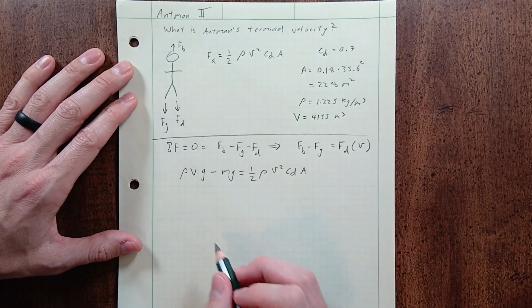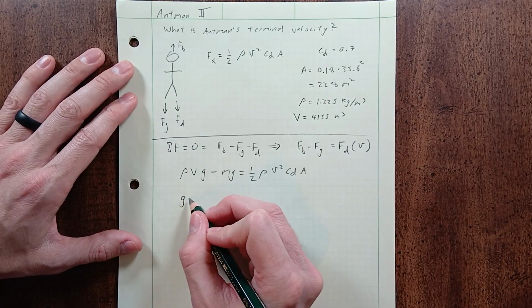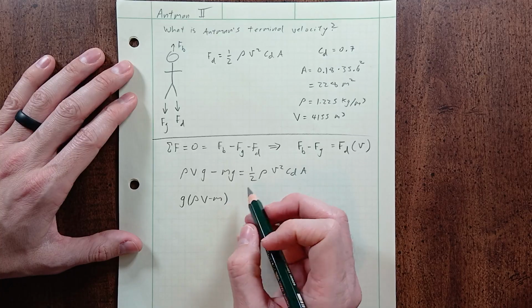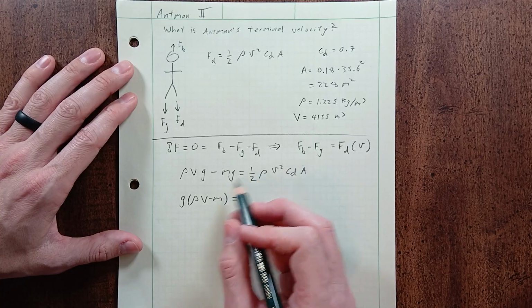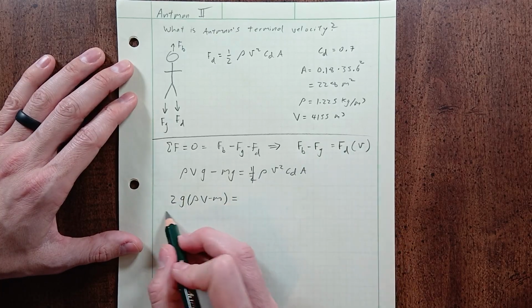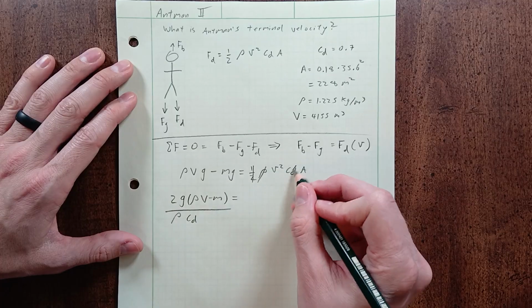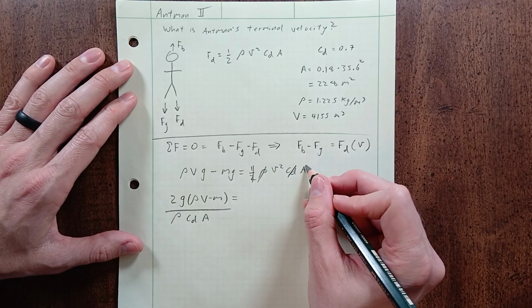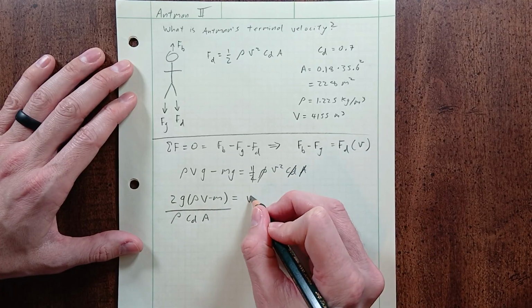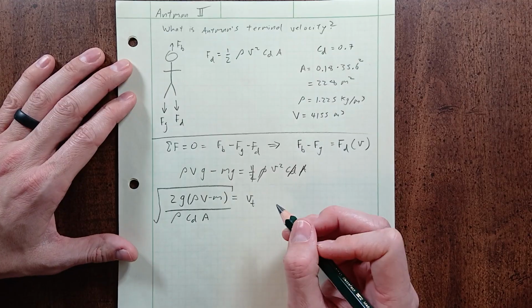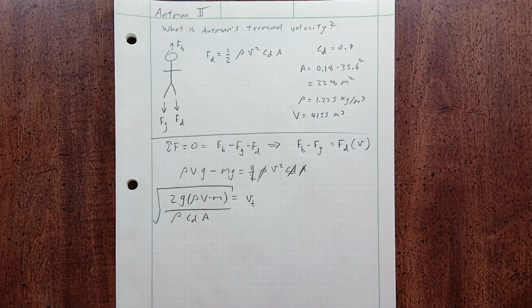We'll rewrite the equation symbolically, and the next step is solving for v. We'll multiply both sides by 2, divide by rho, put the drag coefficient and area in the denominator, and then square root the whole thing. This is our symbolic expression for terminal velocity.